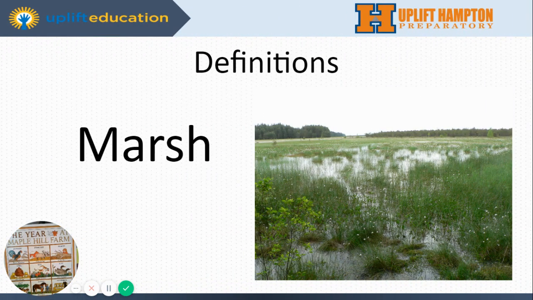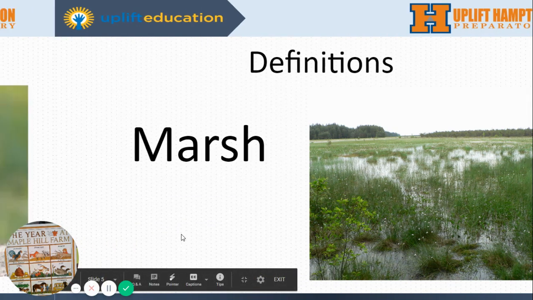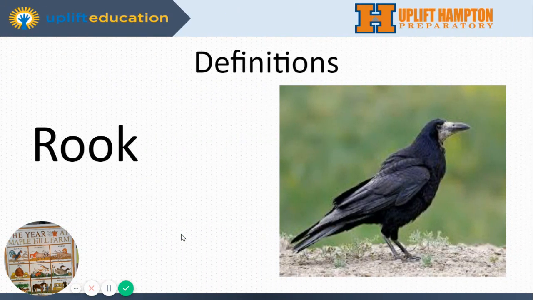We do have some definitions before we get into it. The first definition is marsh. Marsh is an area of low-lying land which is flooded in wet seasons. So over here, this is a picture of marsh. Our next definition is rook. A rook is a crow.